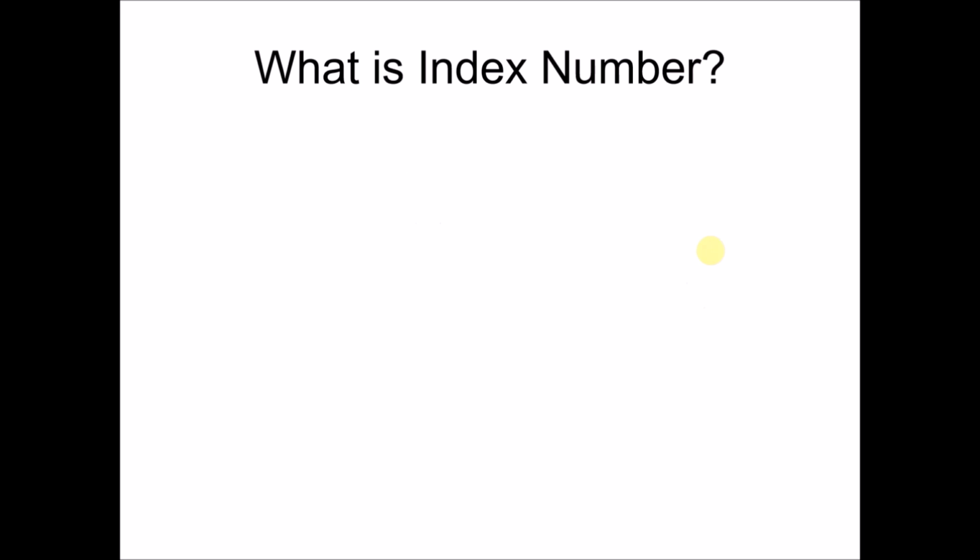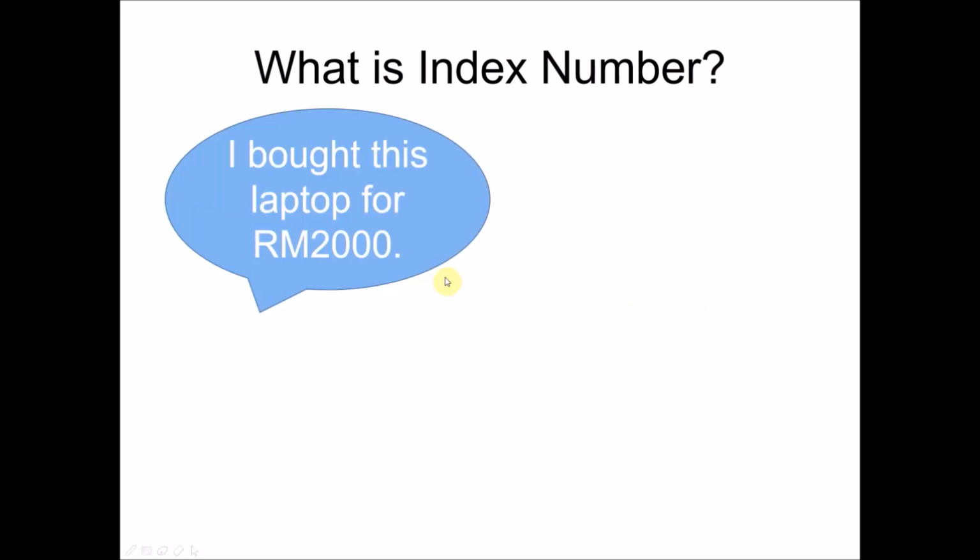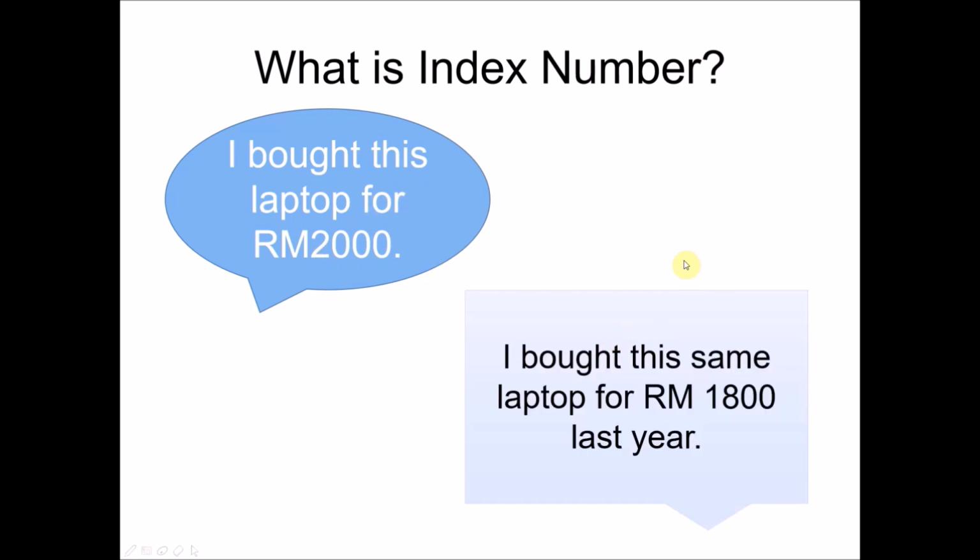Before we look at the definition, we try to look at the two situations here. The first situation is I bought this laptop for 2,000, and then there's another one which said I bought this same laptop for 1,800 last year. So over 1 year, the price of the laptop has increased from 1,800 to 2,000. This is the first situation.